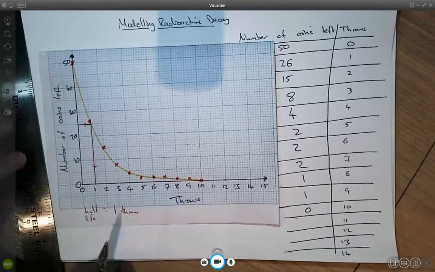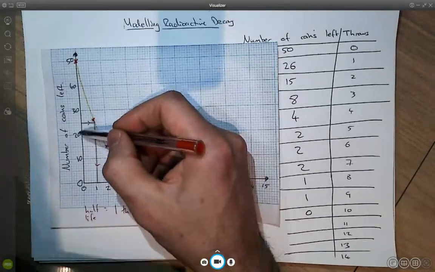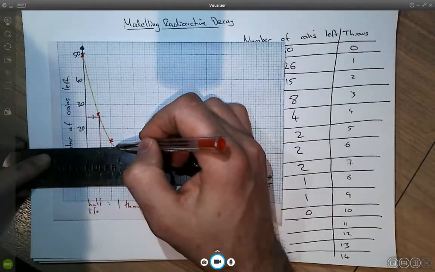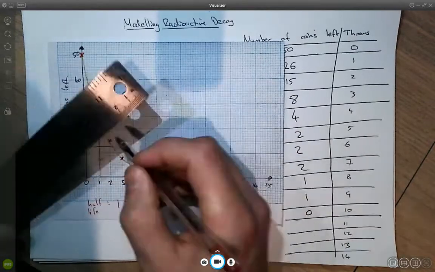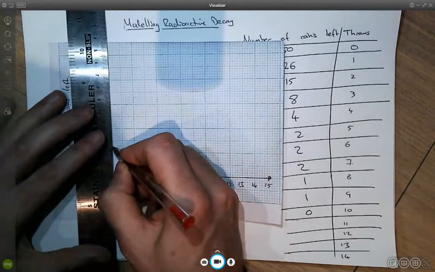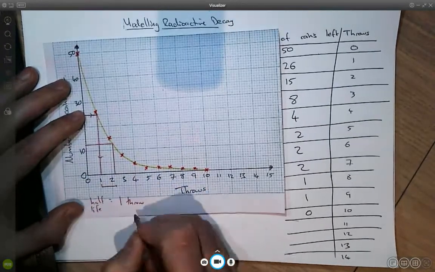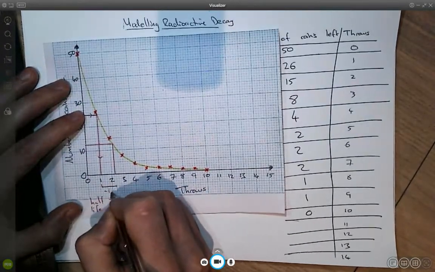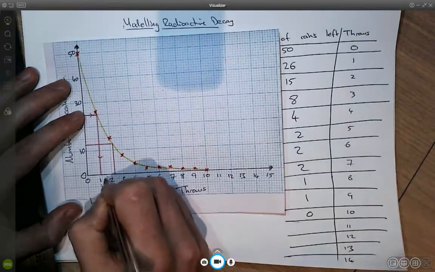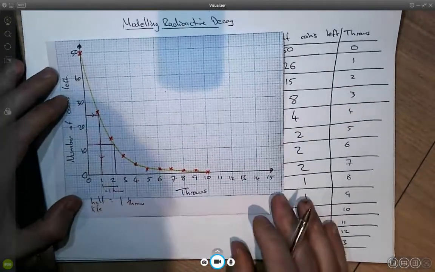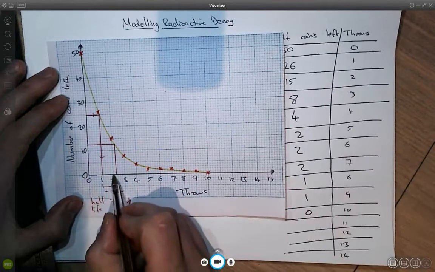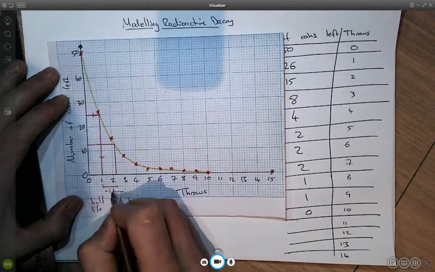And then if I do that again, if I start at 25 and I halve it to 12.5, we'll see that the next half-life, the time it takes to go from 1 to 2, is again approximately 1 throw. It's just over 1 throw. It's actually about 1.1.